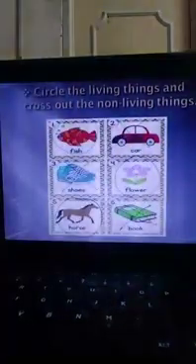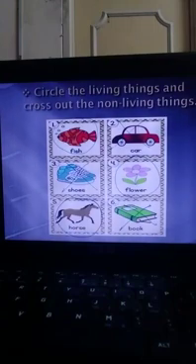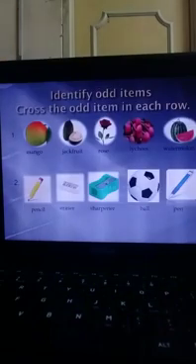So my dear students, I hope all of you are clear about living things and non-living things. Do the pages from your book on living things and non-living things. It will be more clear to you.